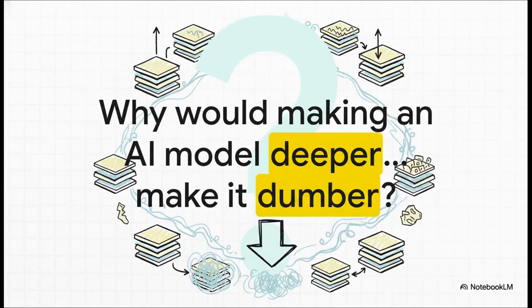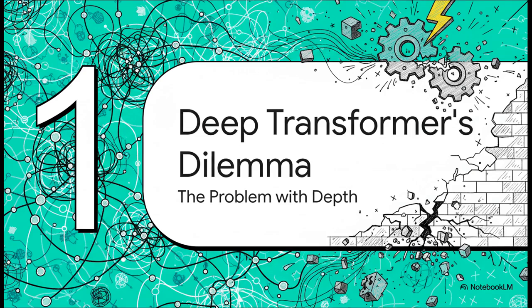But first, I've got a question for you, a real puzzle. We all kind of assume that with AI, bigger and deeper is always better, right? So, why is it that when you keep stacking more and more layers onto a transformer, it can actually start to get, well, dumber? This weird counterintuitive problem is right at the heart of one of the biggest challenges in AI right now. And yeah, that right there is what we call the deep transformers dilemma.